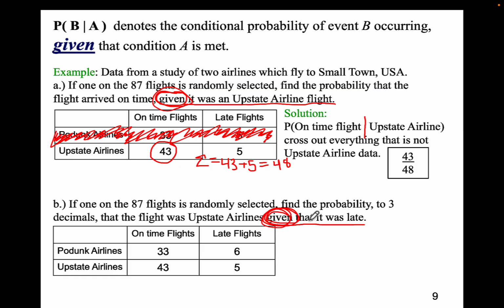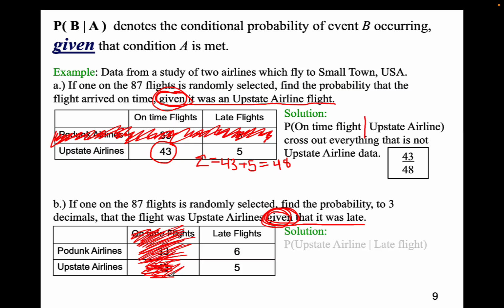It needs to be late flights only. That is all we're looking at. We're only interested in late flights. So I'm going to get rid of all this, which is about on-time flights. We're being asked to only look at information given that it was a late flight.